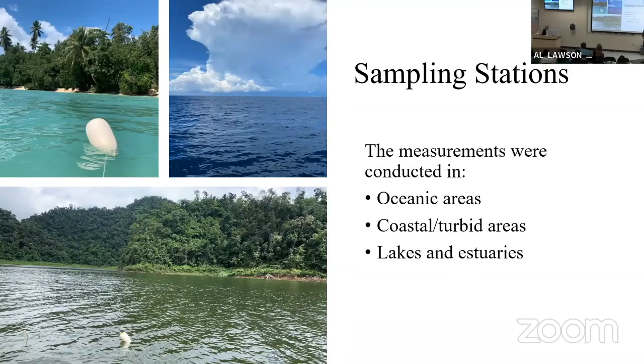All right, so the sampling stations. For this research, we considered a wide range of environments throughout Puerto Rico, but the main ones worth noting were three of them. We had oceanic areas, which you can see in the top right. We had the coastal turbid areas, which you can see in the top left. And finally, we have the lakes and estuaries at the bottom. Now, it's important to note that each area will have different optical properties, which will influence the KD results.